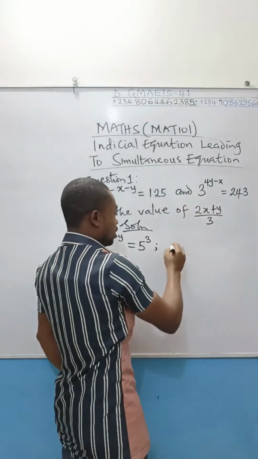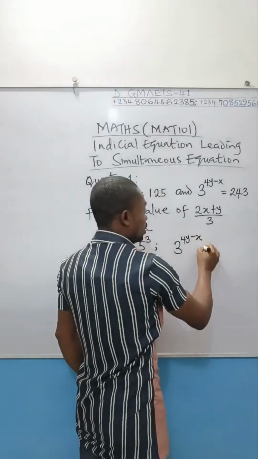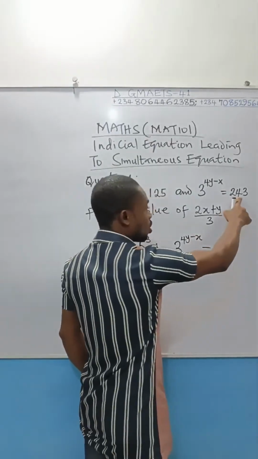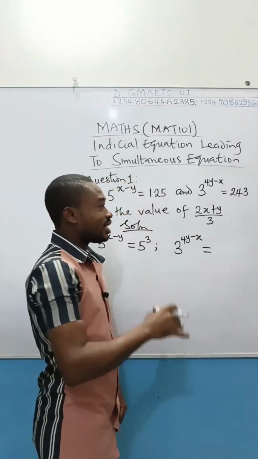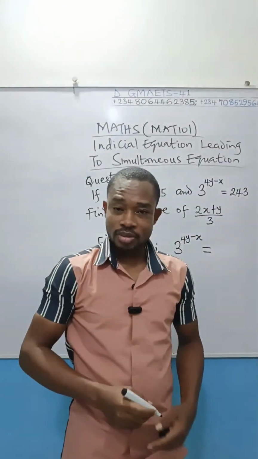Secondly, you come to this, you have 3 raised to the power of 4y minus x, and that is equal to 243. Can you break 243 down to base 3? Is it possible? Of course, it is possible.